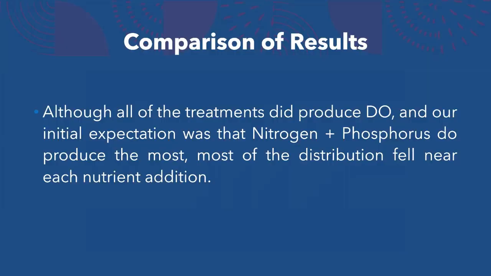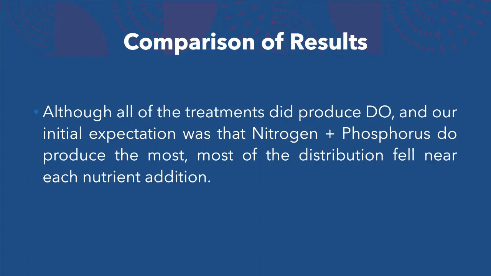More on that later. So by summing up all the phases of our data analysis, we can infer that although all the treatments did produce DO and our initial expectation was that nitrogen plus phosphorus do produce the most of it, the distribution fell near each nutrient addition. Which leads us to our conclusion.